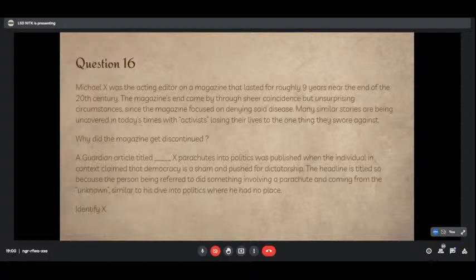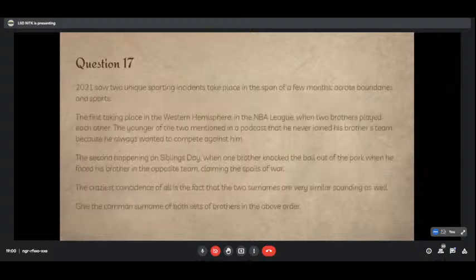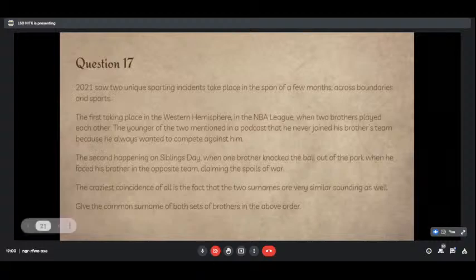Moving on to question 17. In the year 2021, we came across two unique sporting incidents that took place in the span of a few months across two different sports. The first incident took place in the Western Hemisphere in the NBA League when two brothers played each other. The younger of the two mentioned that he didn't intend to play in the same team as his brother because he wanted to compete against him.